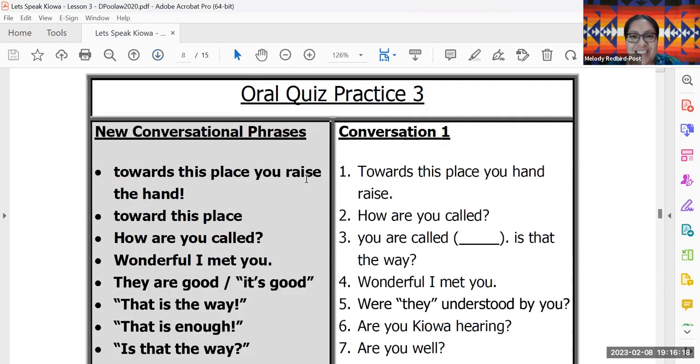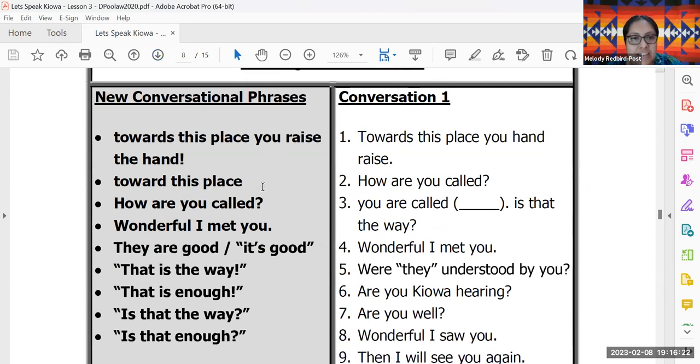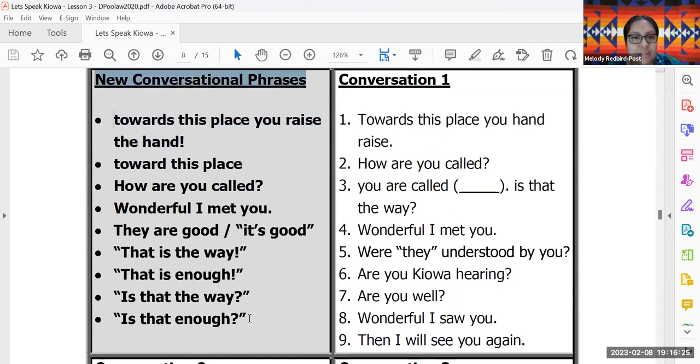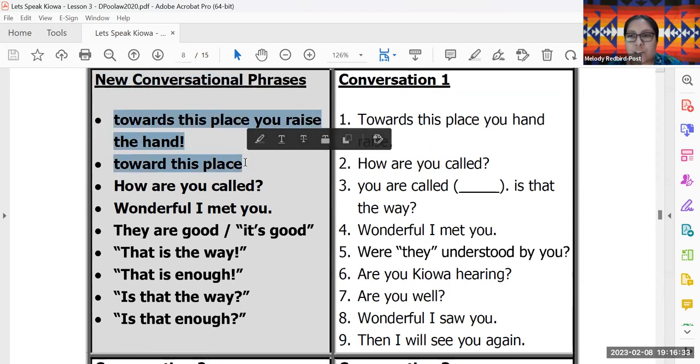All right. Here we are. Oral quiz practice 3. So these are the phrases that we just went over. So remember we talked about this, the tatso phrases are for men. So our men folk on the line, you'll say that. And then us women folk will say, what was it? Hande onde embo instead. Is that right?